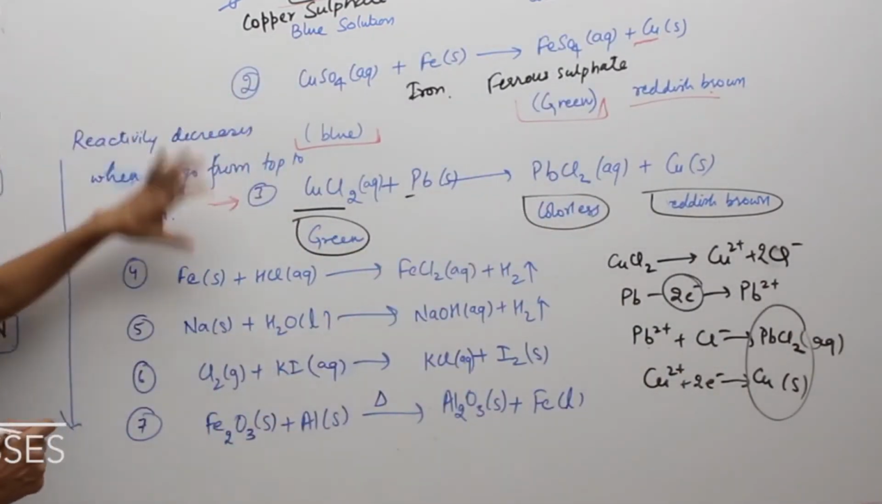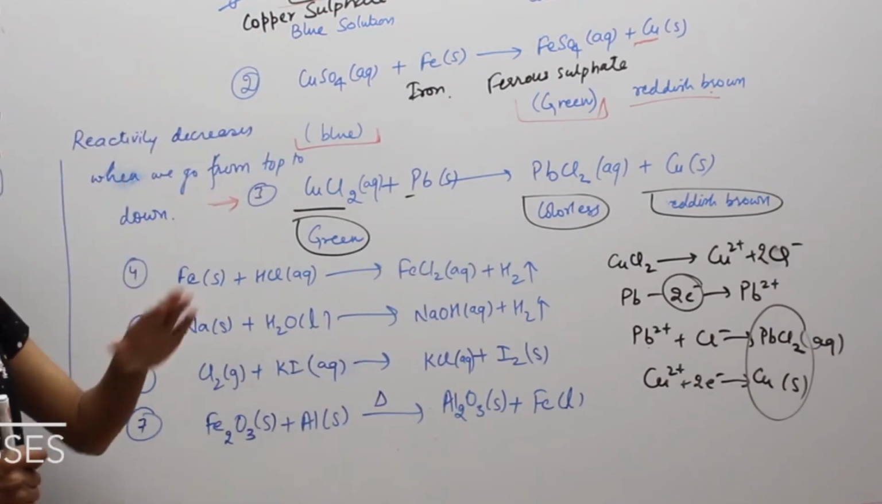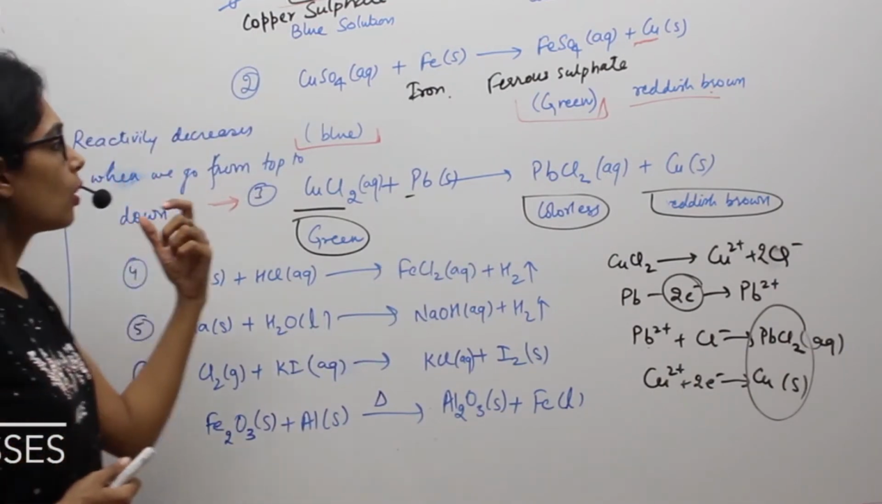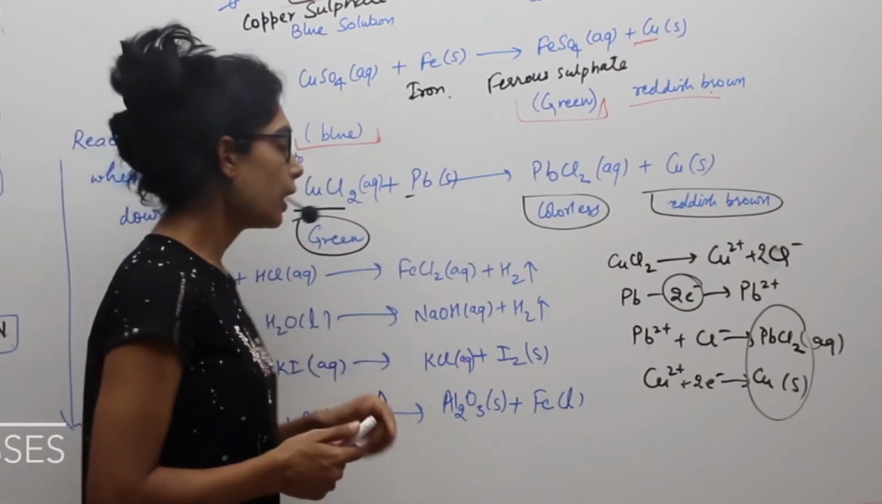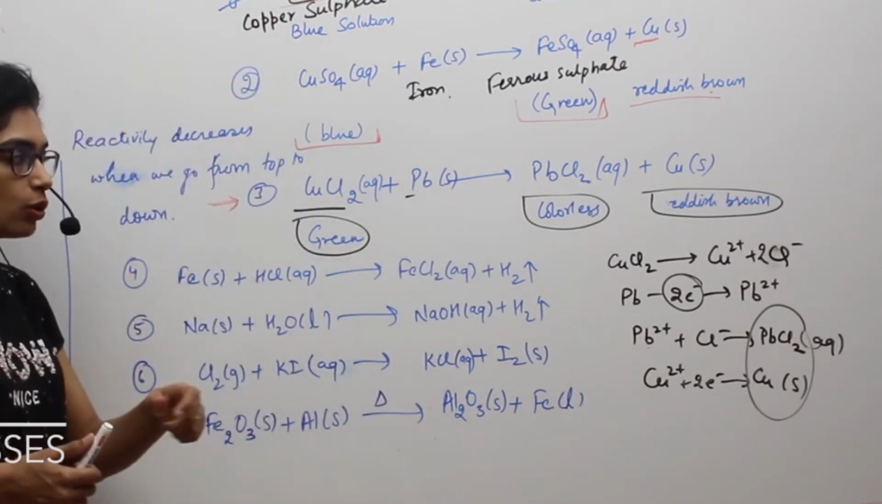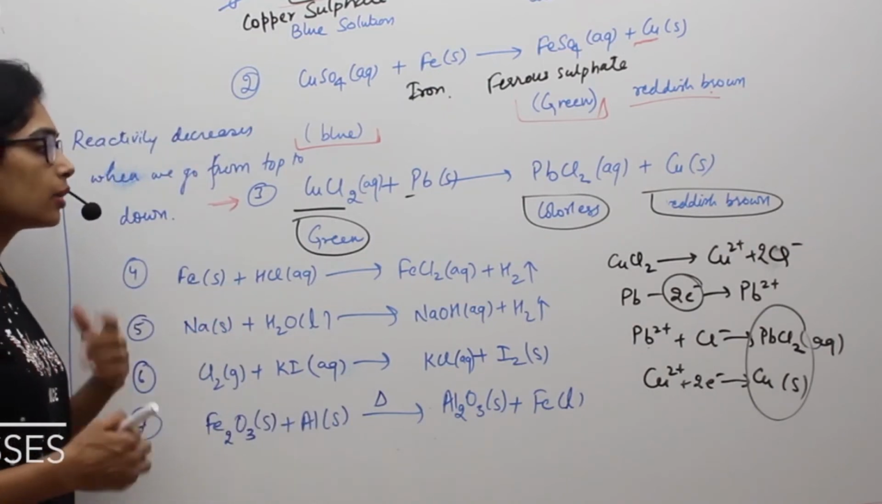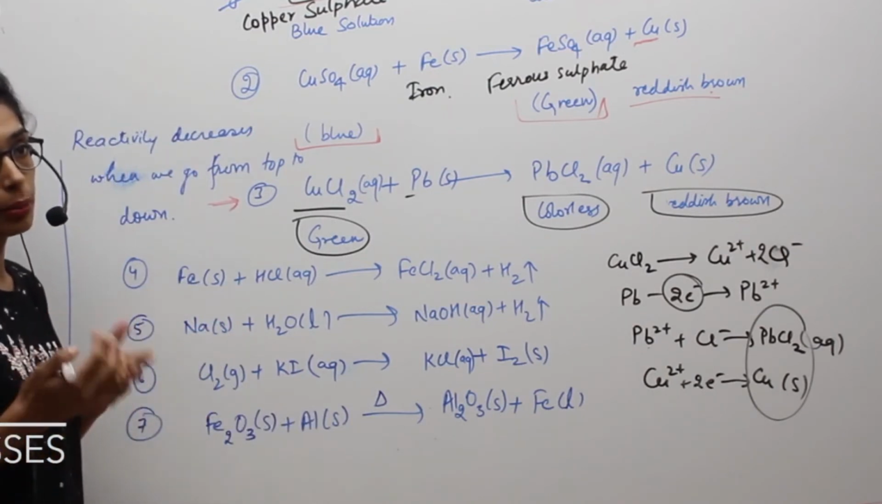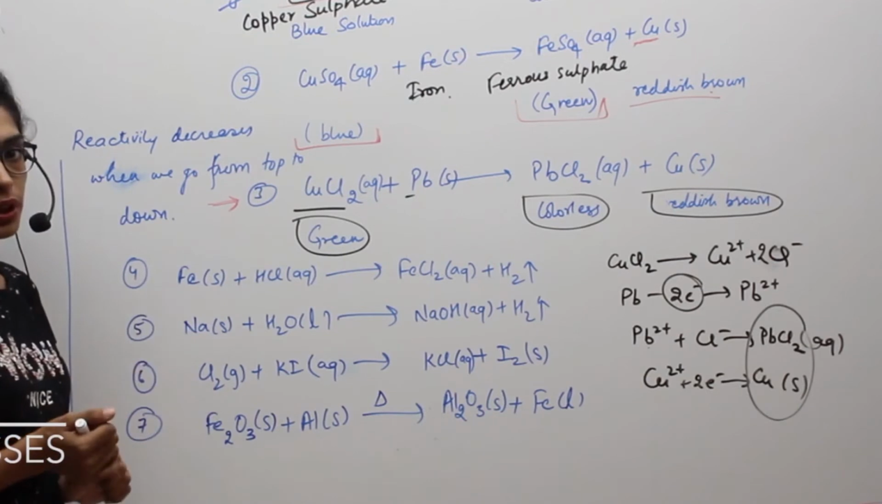So these were the reactions where we were talking about metals displacing metals and we were seeing a lot of color changes happening. Now in the next set of reactions we will see the evolution of gas. Color change may or may not happen, but you can see the gas coming out of the reaction mixture.